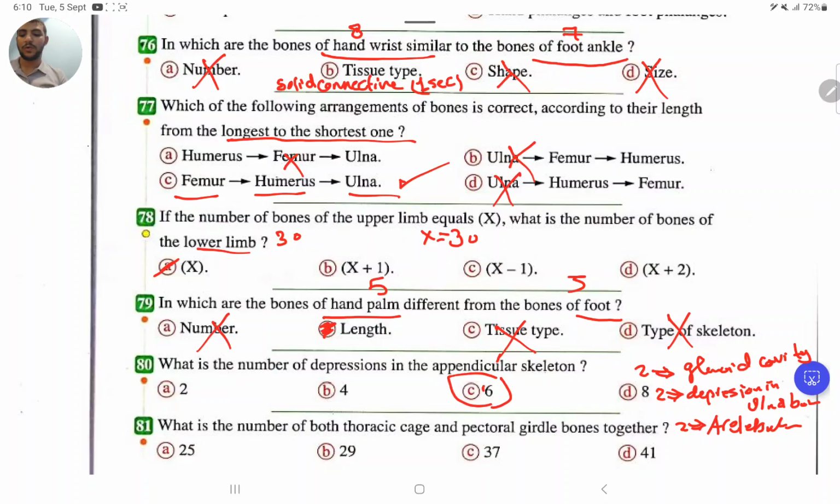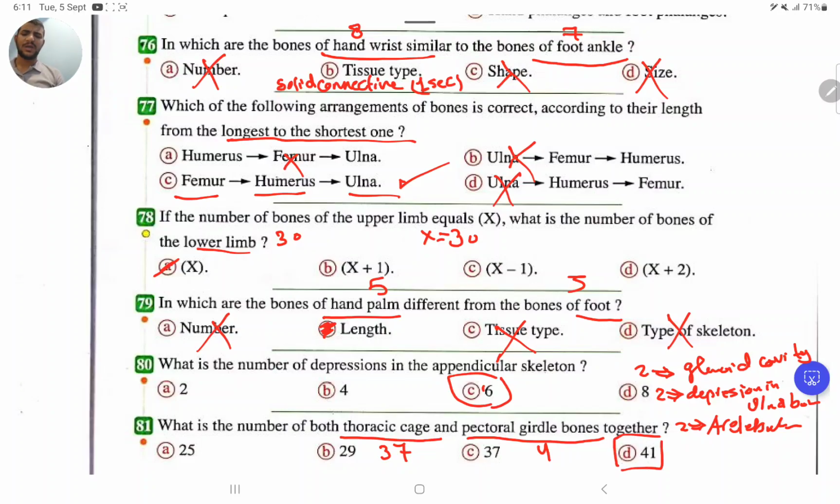Okay, so what is the number of both the thoracic cage and the pectoral bones together? So I need to mention the count. Thoracic cage bones and pectoral girdle bones. Pectoral girdle bones on the two sides are 4, and the thoracic cage is 37. So the count is 41.